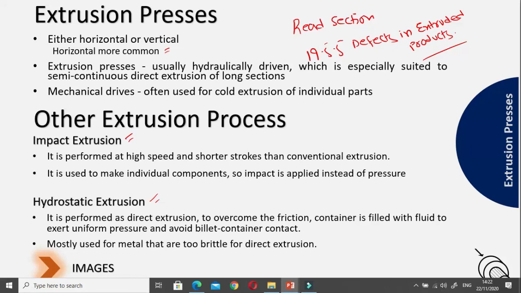So that's all for the extrusion process. In the next week we are going to discuss the last type of bulk deformation process, that is wire and bar drawing, and then we will jump towards chapter number 20, that is sheet metal processes.